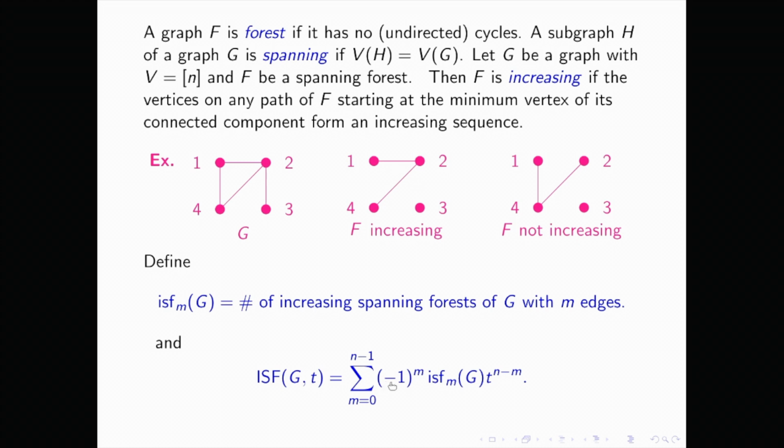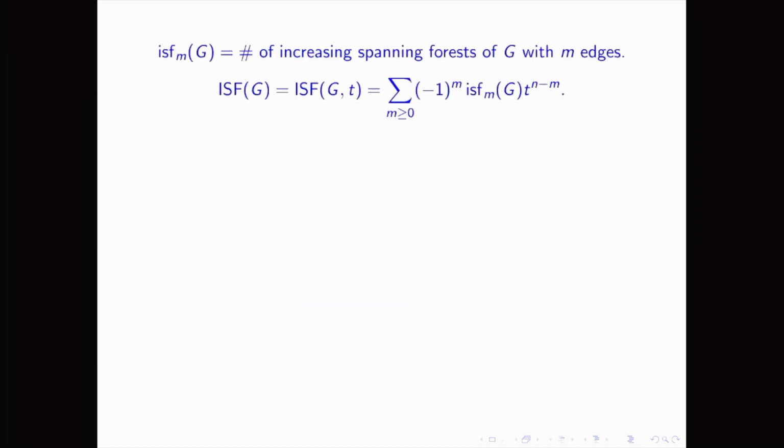And I do that by making these things that I'm interested in, the number of spanning forests with m edges, the coefficients of powers of t. Notice the coefficients of powers of t here are a little strange because I'm making it the coefficient of t to the n minus m, where n is the number of vertices. And I'm also adding these negative signs for reasons that will become apparent in a little bit. So right now, this is just a definition, which I'm going to repeat on the next slide so you have it. But again, to get used to what this thing looks like, let's compute it for the example.